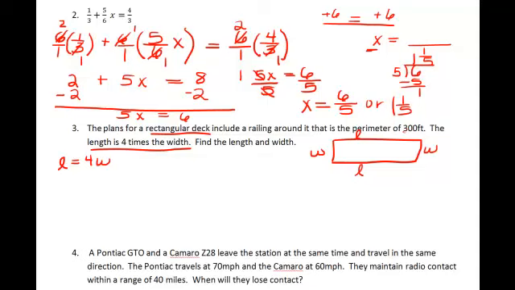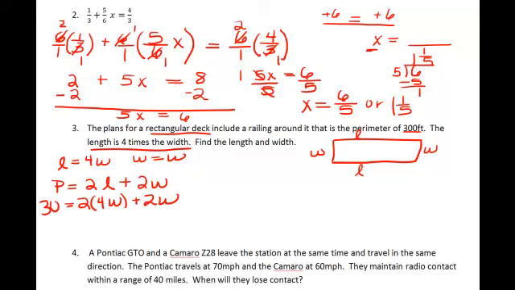And we have that the perimeter is 300 feet, and the perimeter is equal to 2 times the length, because there are 2 lengths, or we could just say length plus width, or 2W, 2 times the width. And now we'll just call width W, and we will substitute 4W for the length so that we can solve this. And the perimeter, we were told, was 300 feet.